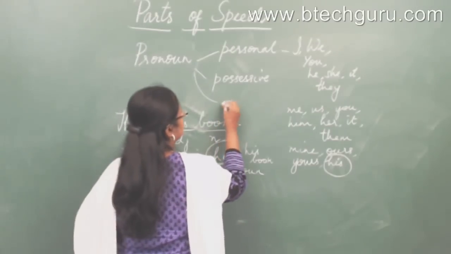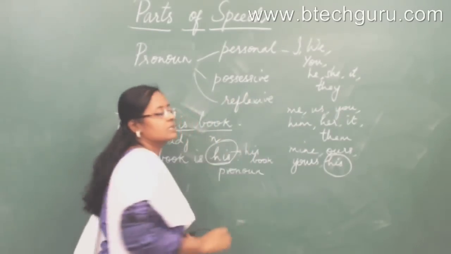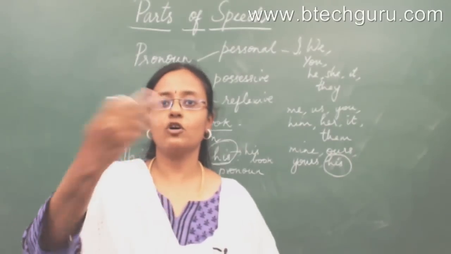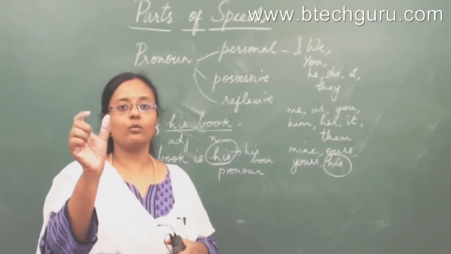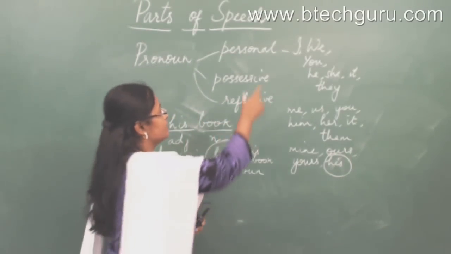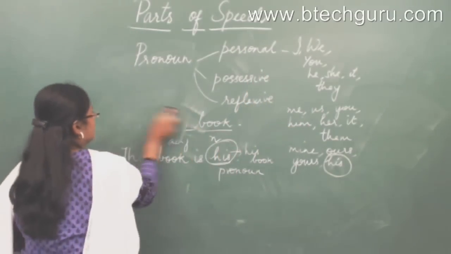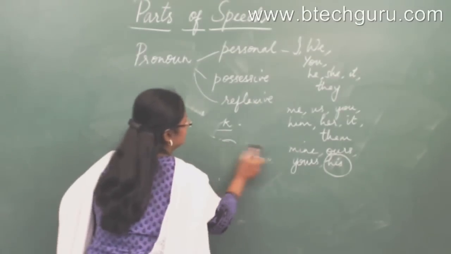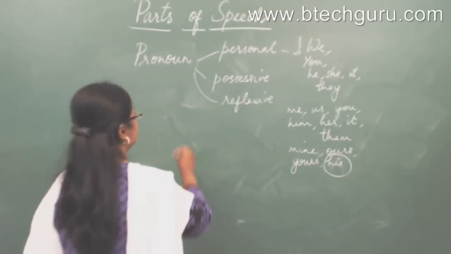Then we have the reflexive pronoun, which is myself, yourself, ourselves, himself, herself. So when you add the word self to these pronouns, then it becomes a reflexive pronoun. Then the demonstrative pronoun.